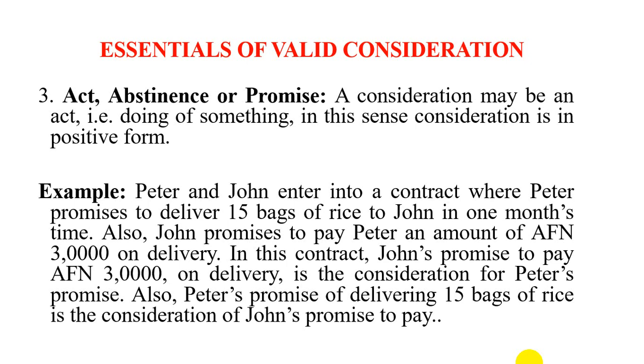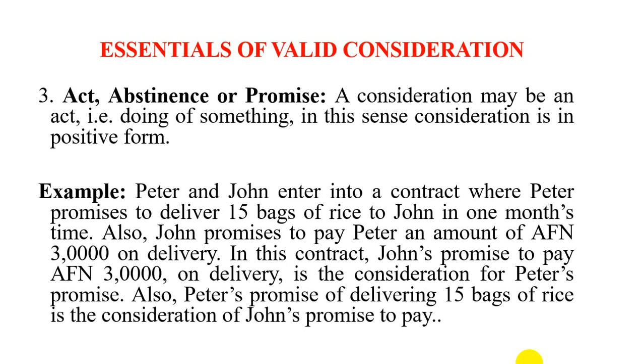Point number third is act, abstinence or promise. So these are three important elements or essentials of a consideration. یعنی consideration میتونه که یک act باشه، یک عمل باشه که انجام داده شود. Abstinence از انجام ندادن یک عمل باشه. Or promise یک وعده باشه. A consideration may be an act, doing of something. In this sense, consideration is in positive form.